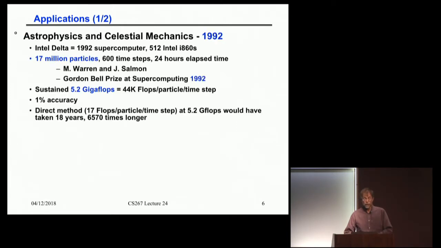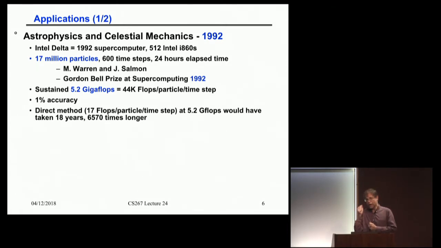So let me go back to 1992, which is when one of these first algorithms was invented. This was an application in celestial mechanics. This was a huge supercomputer at the time, a whopping 512 processors, so not too big by today's standards. What they did was they had 17 million particles, and they wanted to move them 600 time steps, which is 24 hours in simulated time. And they sustained, by using this algorithm I'm going to tell you about, a whopping 5.2 gigaflops, almost as fast as your laptop, and it was for 44,000 flops per particle per time step.